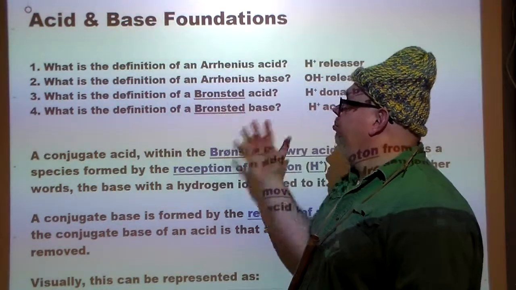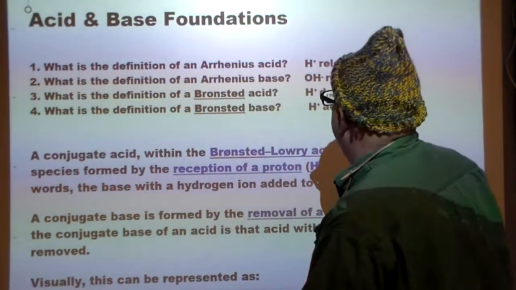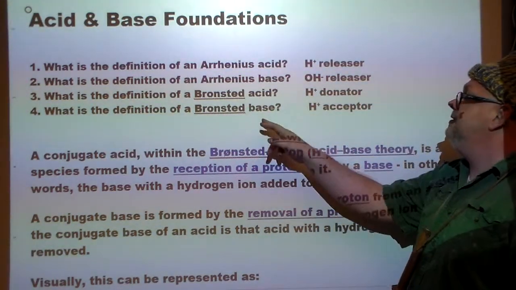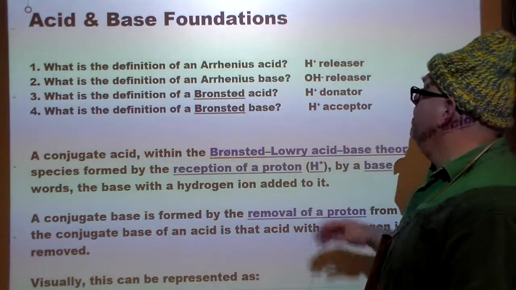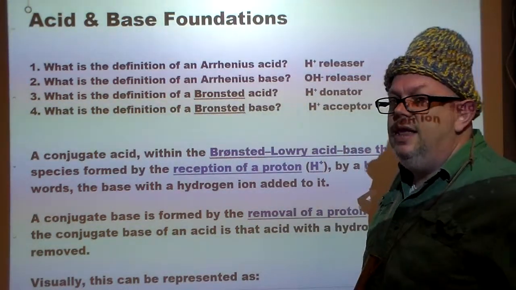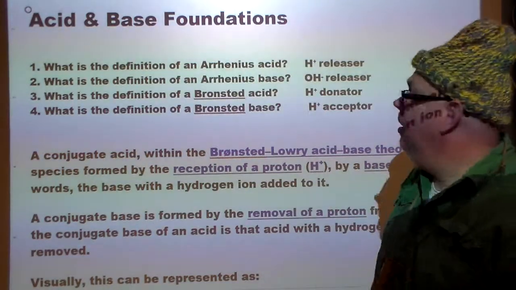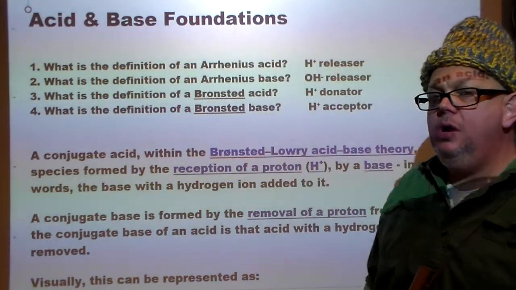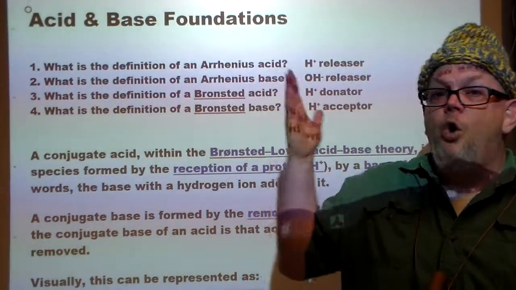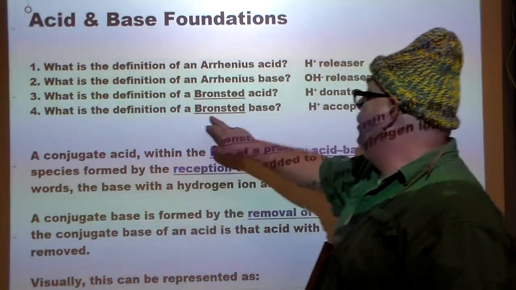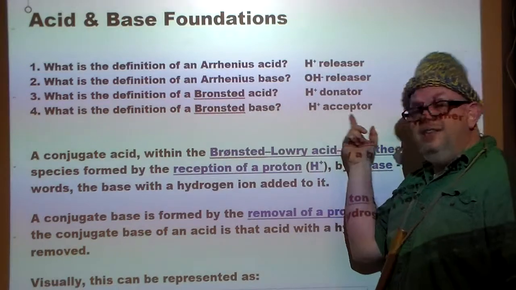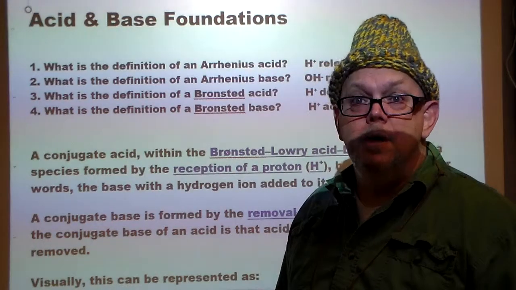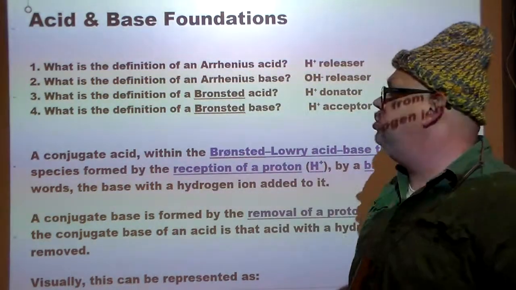Then Bronsted-Lowry, or we'll just say Bronsted. A Bronsted acid is a hydrogen donor, a proton donor, if you will, and a Bronsted base is a proton acceptor. Now, I do want to point out something. If we look at something like ammonia, NH3, according to the Arrhenius definition it's not an OH releaser, so according to Arrhenius, NH3, ammonia, would not be a base. But according to the Bronsted definition of a base, it does accept the proton to become NH4+, which is ammonium. So that's why we have the two different definitions.